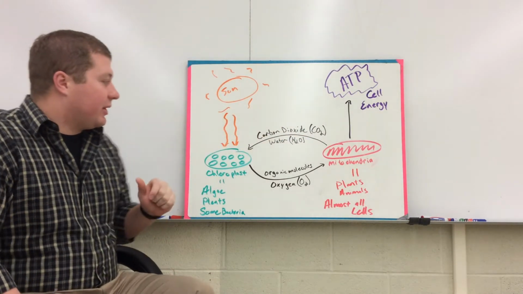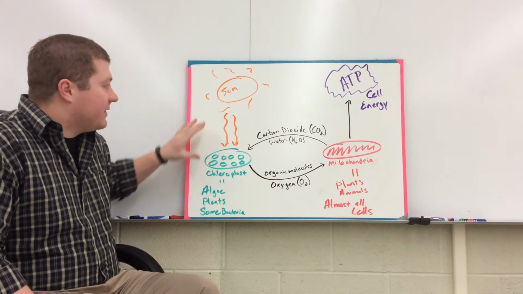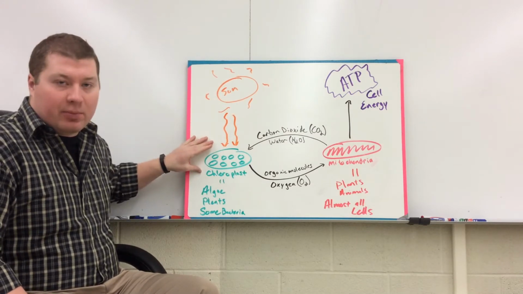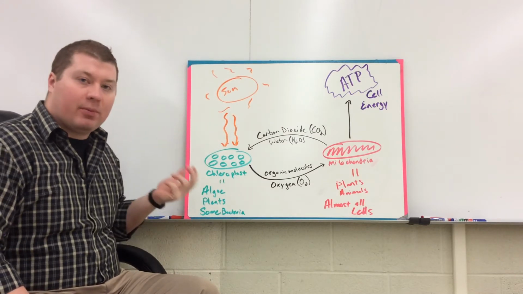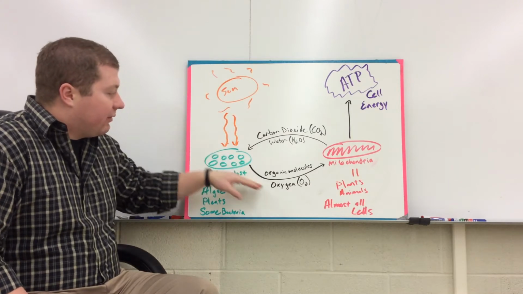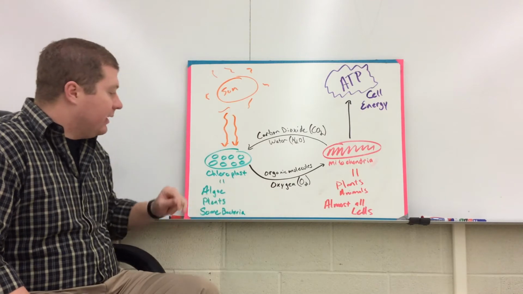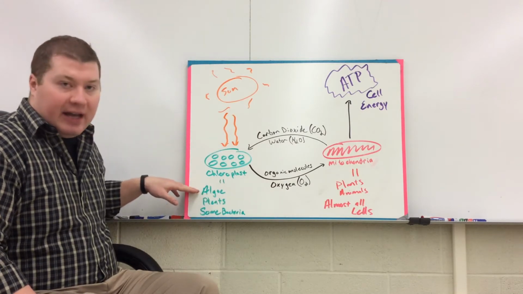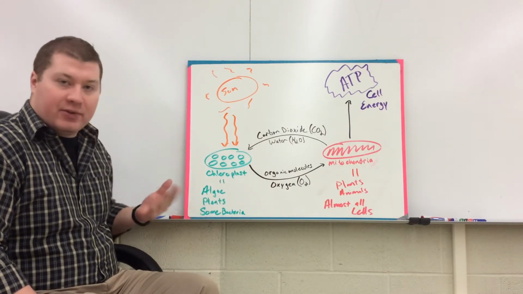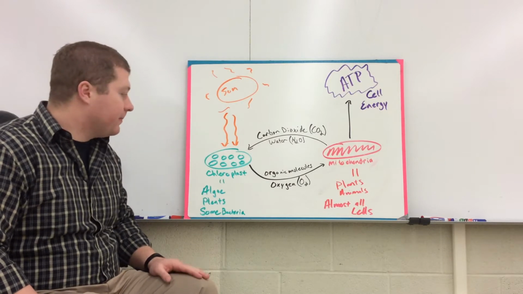Now a couple things have to occur here. The first is the sun has to come in and hit the chloroplasts. The chloroplasts absorb the sunlight. They actually convert it into organic molecules and oxygen. Organisms that do this are typically algae, plants, and then there's some bacteria that also do this.